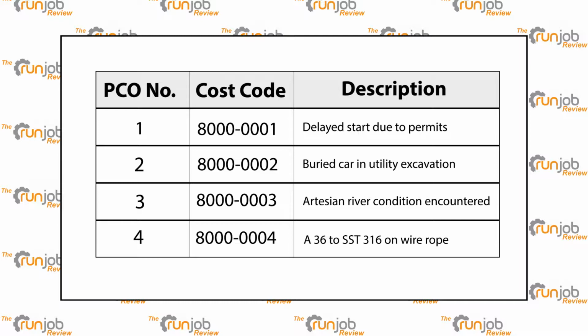On the actual second PCO here, PCO number 2, cost code 800002, we have a buried car in utility excavation. So in that cost code, I want to track the labor, the equipment, the consumable cost, or the subcontractor cost. And of course this follows for 4 PCOs, or in the case of some projects, thousands of PCOs.